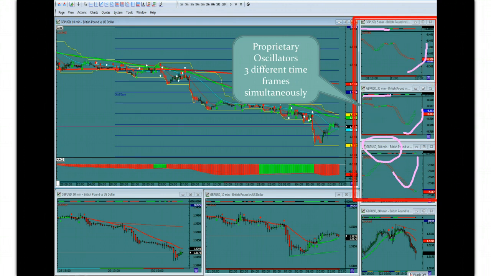And we have a saying that makes it very easy to understand. If it looks like a duck, quacks like a duck, walks like a duck, it's probably a duck.